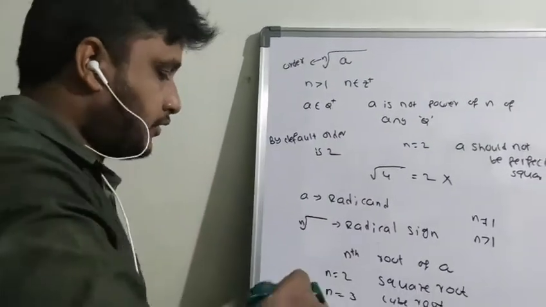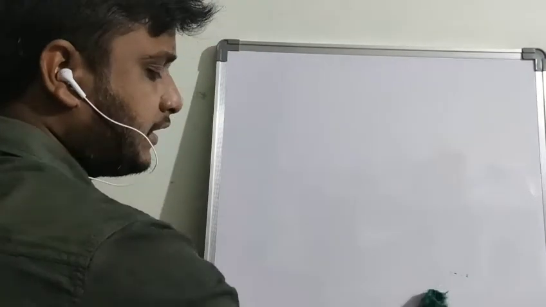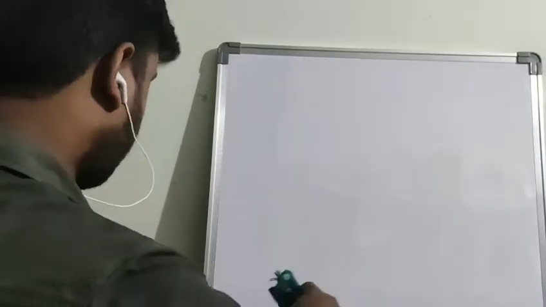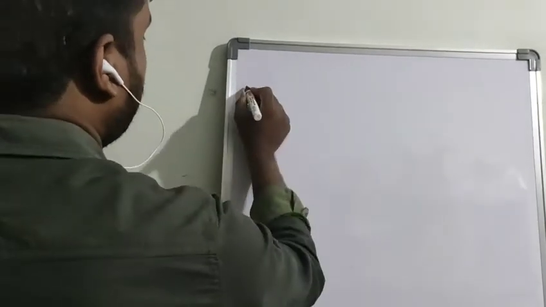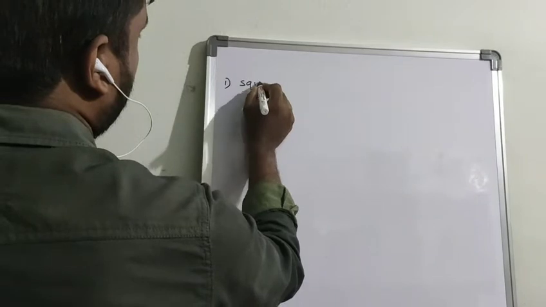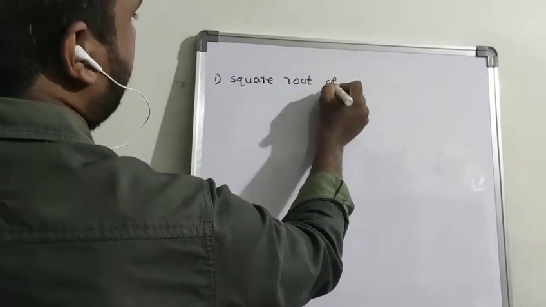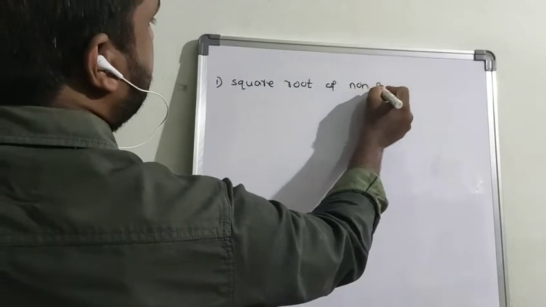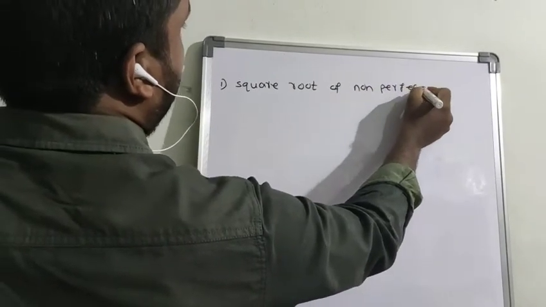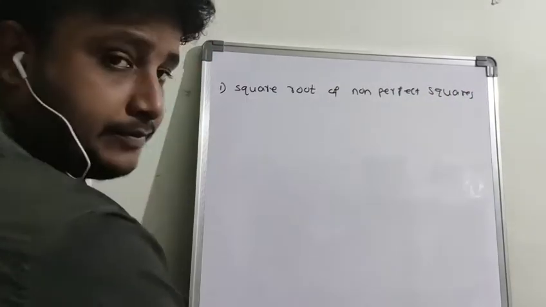Next, which types of numbers are called surds? Surds are nothing but irrational numbers only. So point number 1: the square roots of non-perfect squares. Non-perfect squares are surds only.